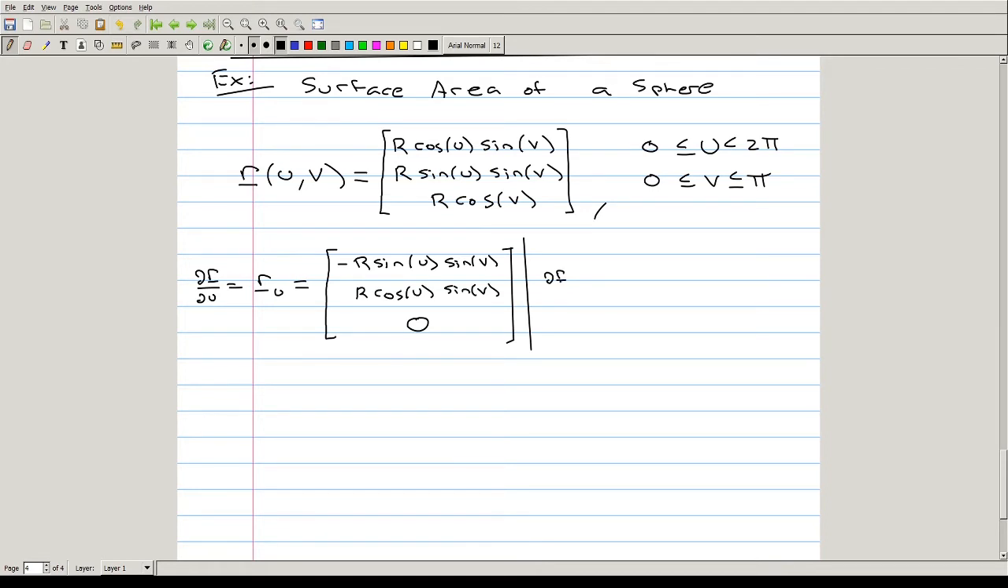And then the other tangent vector is dr dv, or r_v, and r_v is going to be the v partial derivative of this expression. Which is going to be r cosine u cosine v, r sine of u cosine of v, and it'll be negative r sine of v.